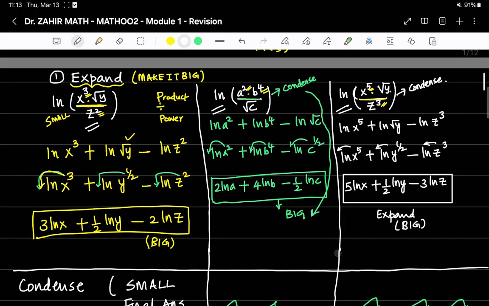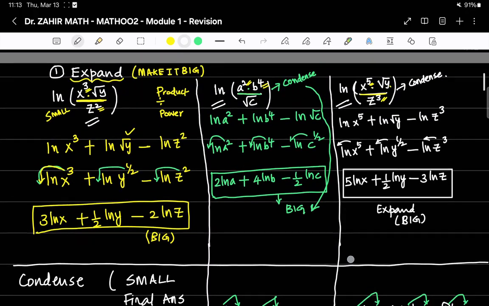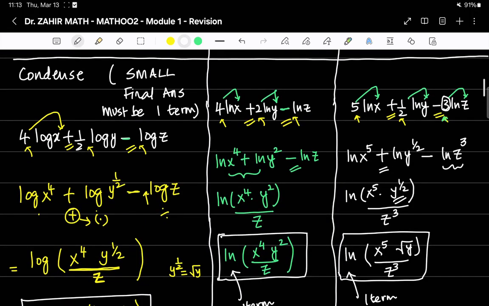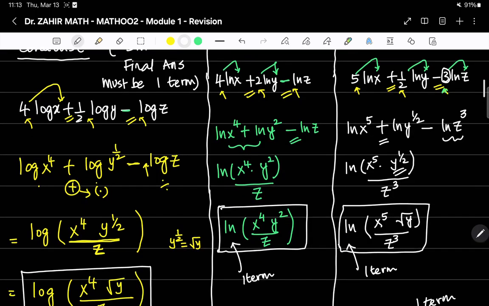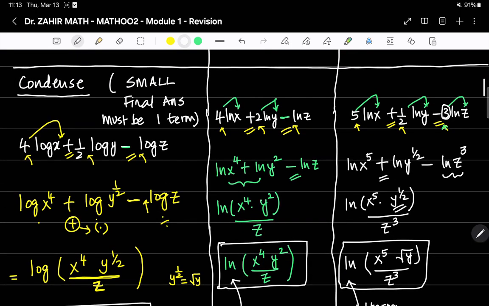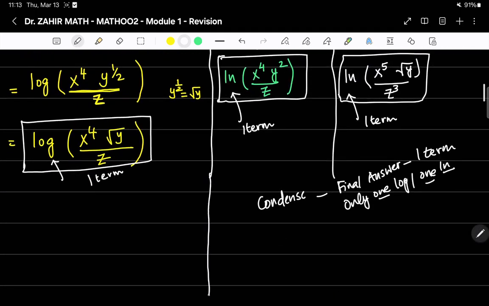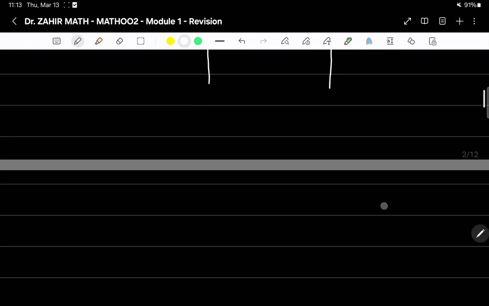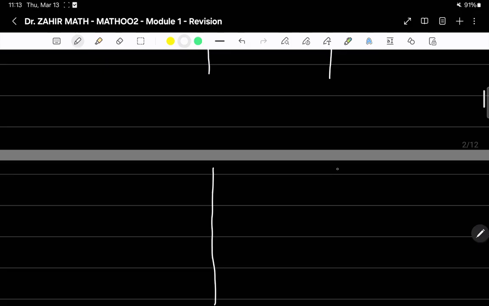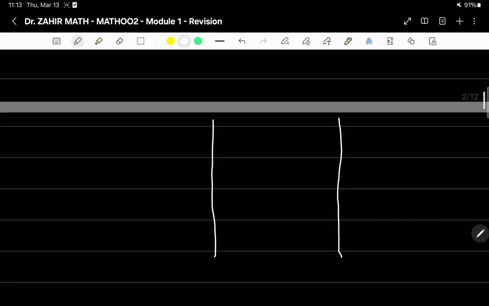So now I did all these expand with the variables. I did all these condense with variables. But sometimes students find condense very difficult. They know how to expand, but when they ask you to condense, they find it difficult. So what I'm going to do, I'm going to give you another 3 more questions with numbers.